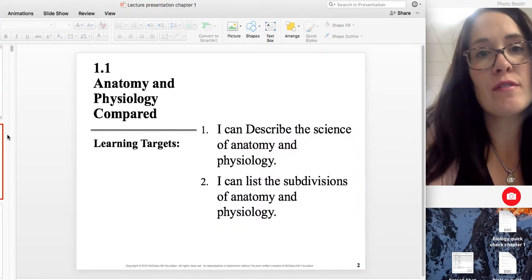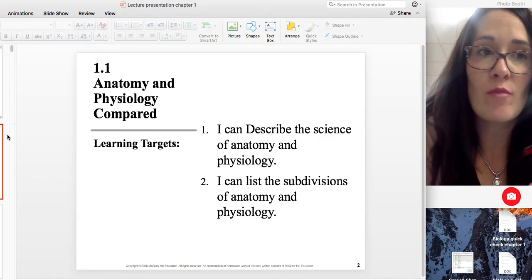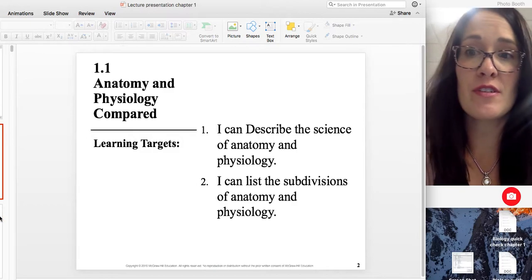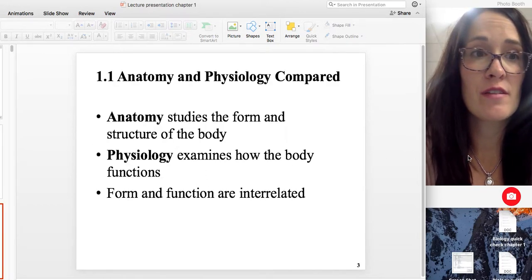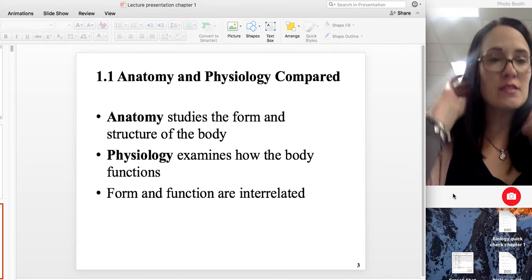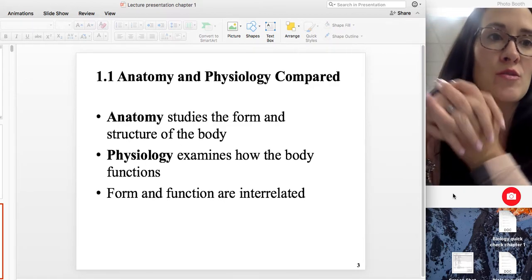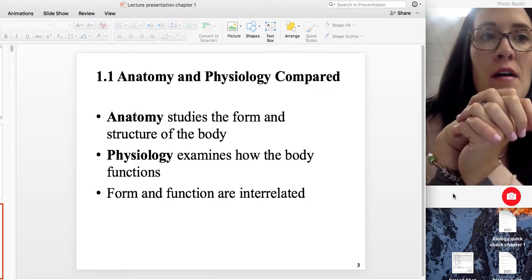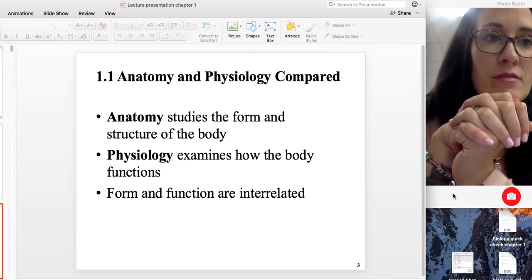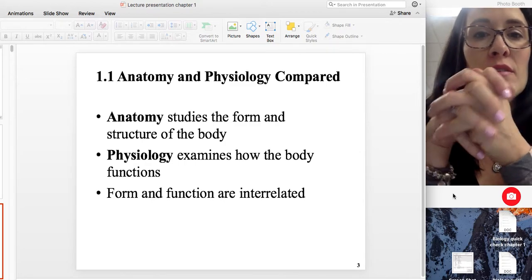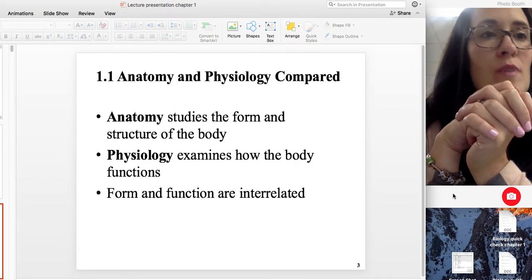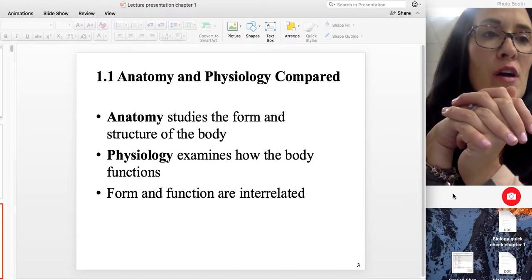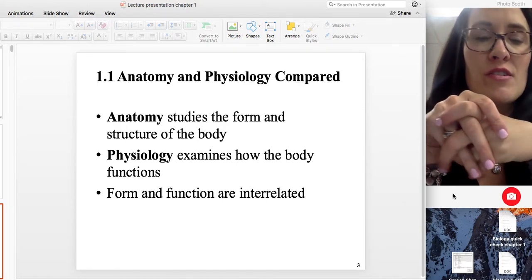First of all, in this section, we're going to talk about describing what anatomy is compared to physiology and the different subdivisions of both anatomy and physiology. So anatomy is the study of the form and the actual structure of the body, where parts are in relation to other parts, what things are made out of, what kind of tissue, etc. Physiology is a little bit more complex in that it's how those different forms or structures actually work, or how the body functions.